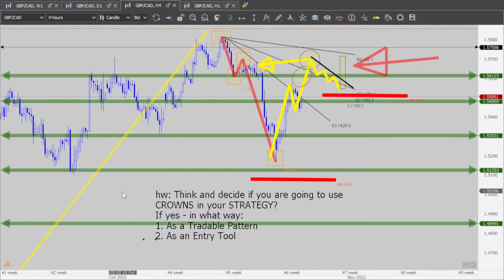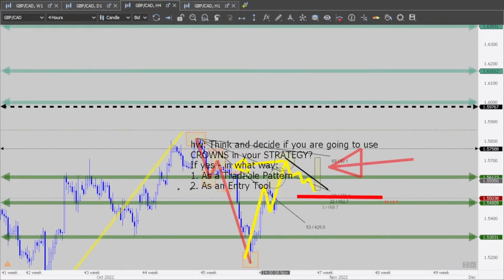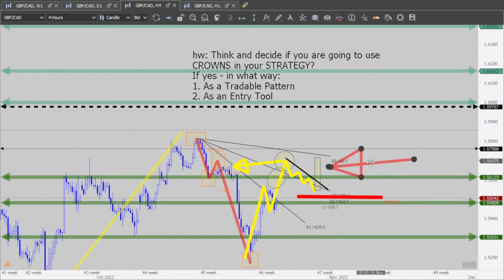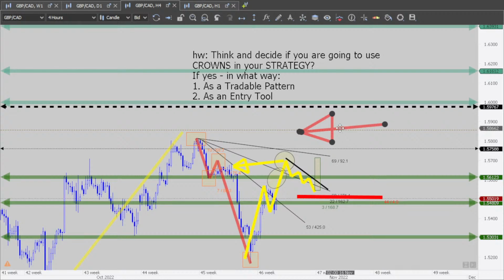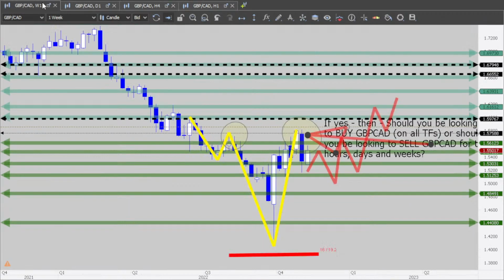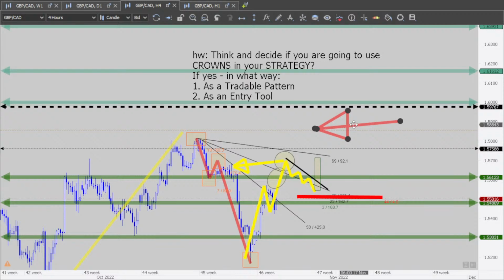Everybody, homework, right? You love homeworks, don't you? Think and decide if you are going to use crowns in your strategy. If yes, in what way? You can use crowns just as a tradable pattern, which is here. You are going to buy the yellow crown. This is a pattern, stop loss down in here. Or are you going to use crowns as an entry tool? Try not to mix apples with bananas. Those are two different things.